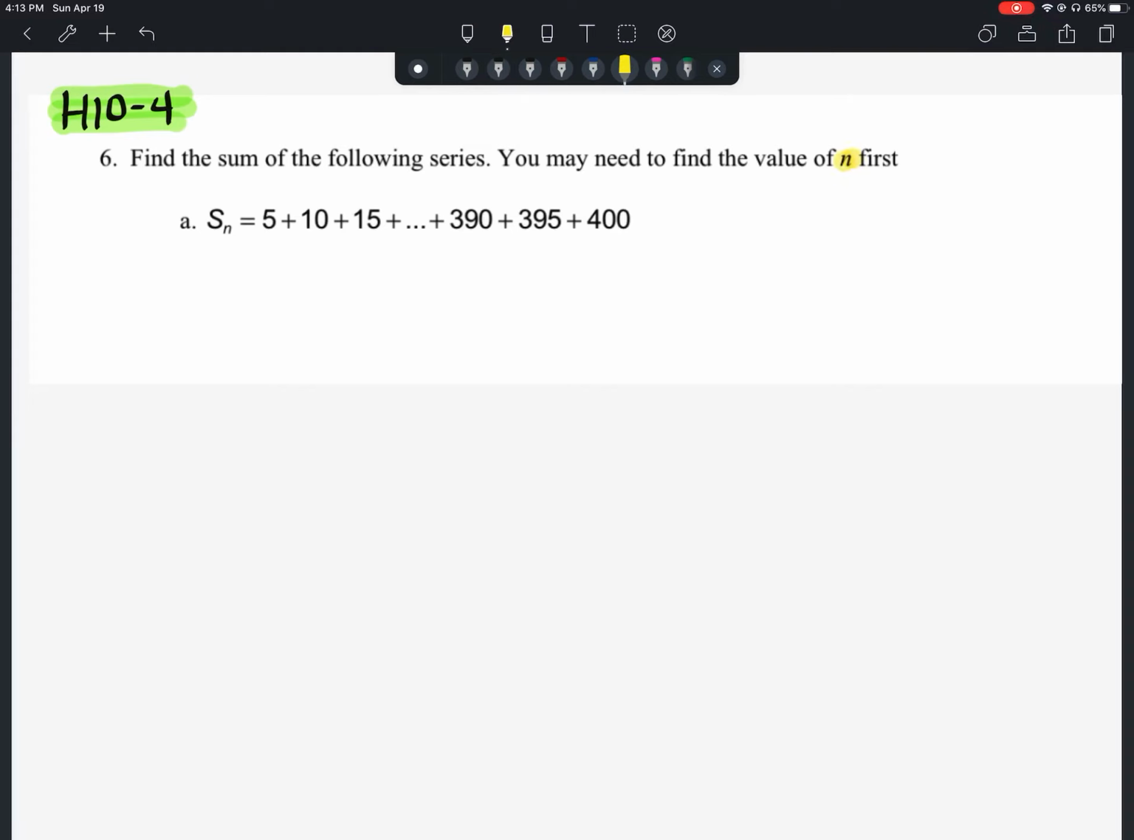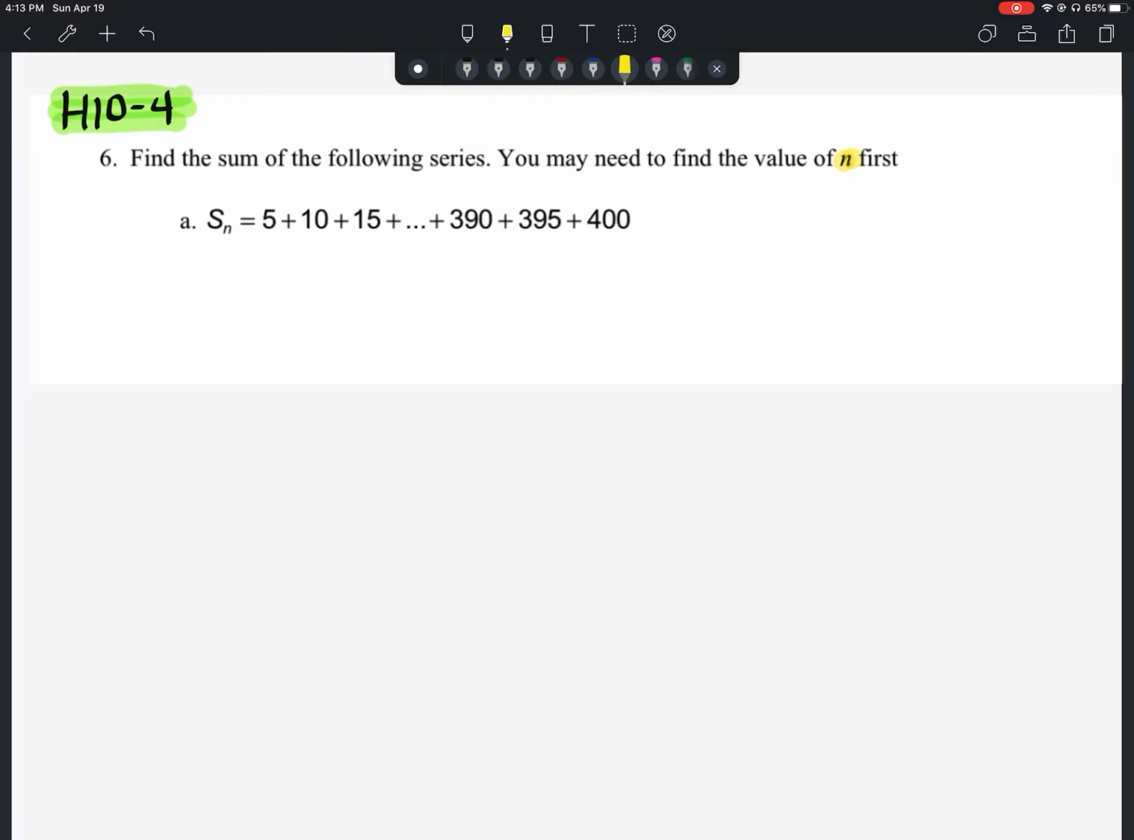This is supposed to be a kind of practice from the previous problem that you did in the notes, but there's something we wanted to add in because I don't know if you've done this yet. You'll see our series. We have the sum of the first n terms is equal to 5 plus 10 plus 15 all the way up to 400. Okay, but we don't know how many terms there are, and we're going to need to know how many terms there are if we're going to find the sum of the series.